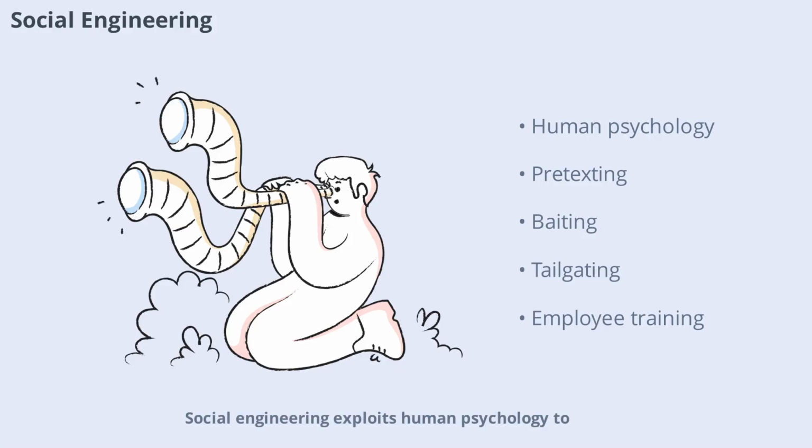Social engineering exploits human psychology to gain access to systems or information. Common tactics include pretexting, baiting, and tailgating. Training employees to recognize and resist social engineering attempts is crucial for maintaining security.